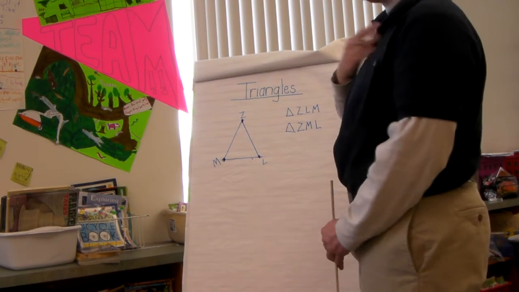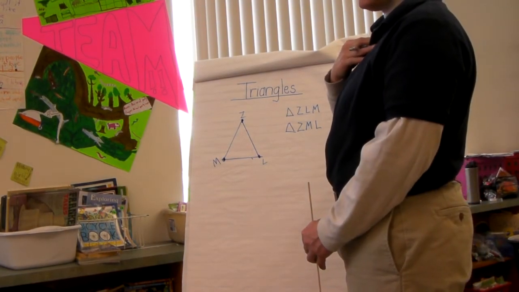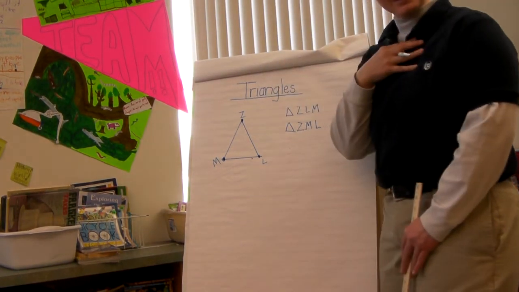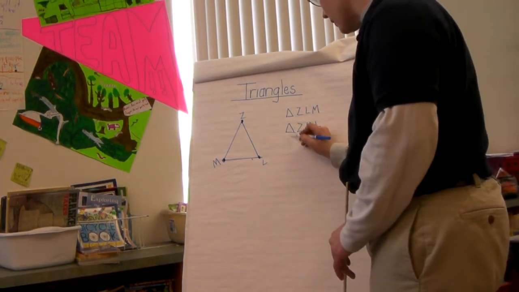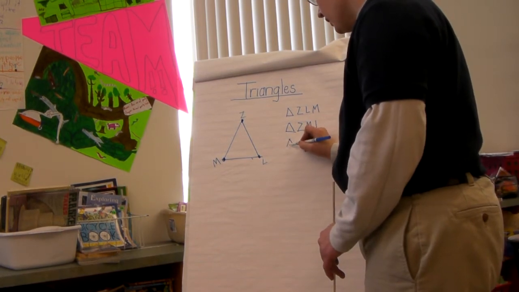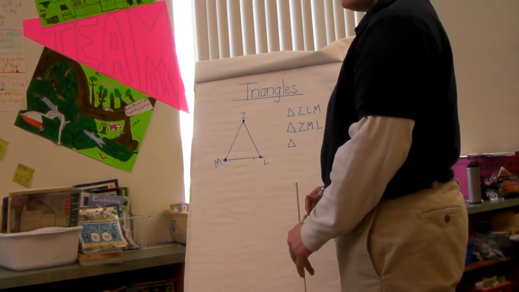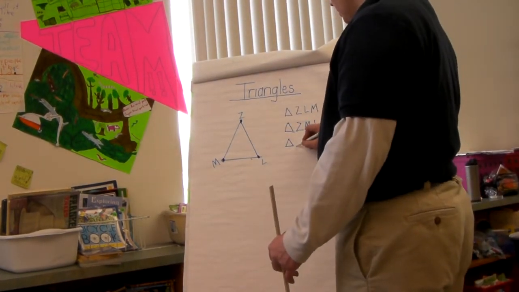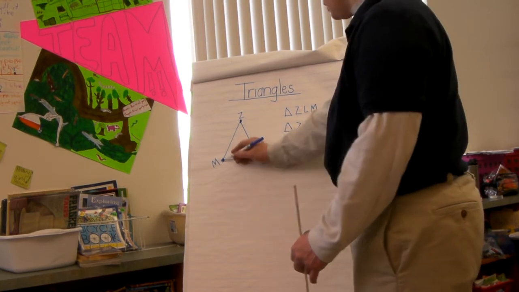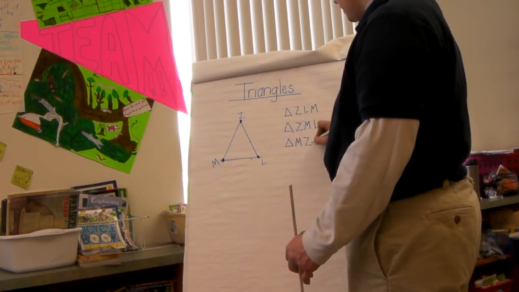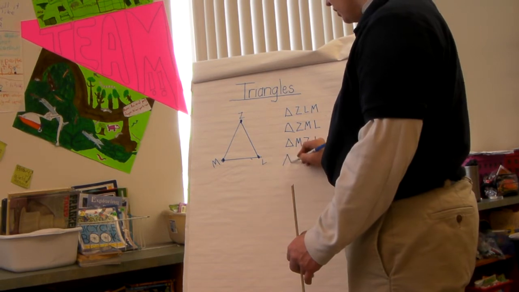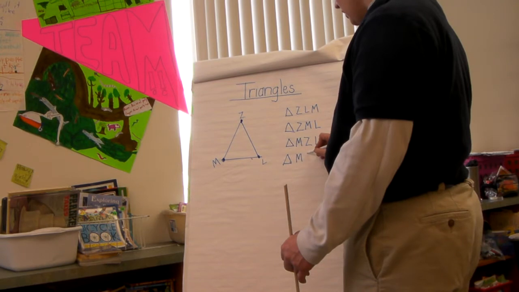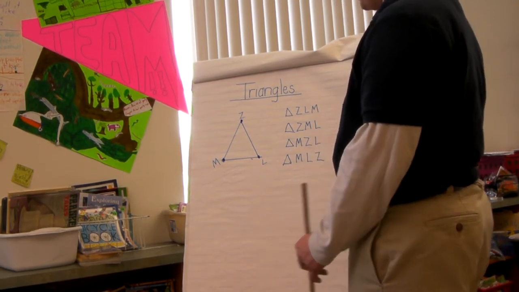But when I lived in Japan, they always called me my last name first. And then they would call me my first name and then my middle name. So they were still my names, and it's kind of like what happens with the triangle here. But we don't even have to start with Z. So like when I was in Japan, we could start with the triangle's last name. We could start with the M: M, Z, L, or triangle M, L, Z.